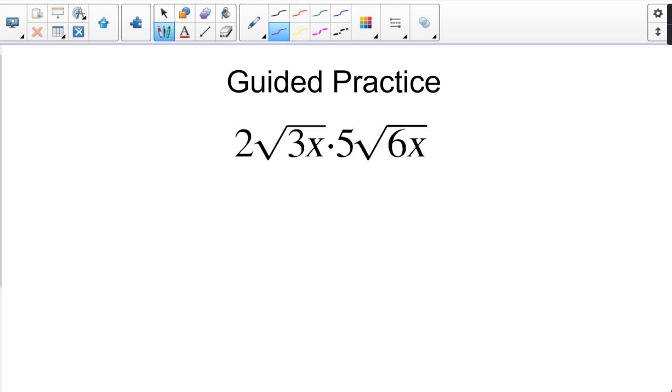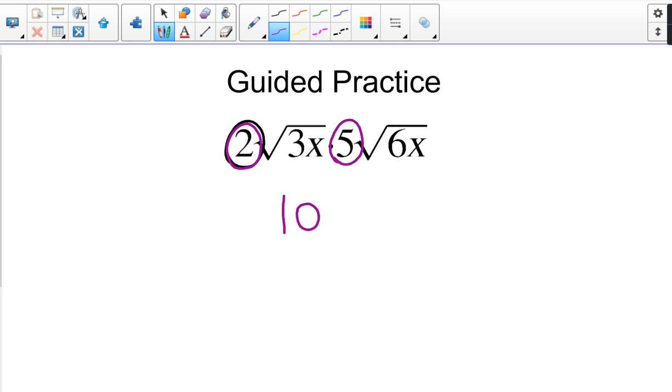Okay, so I always think about multiplying the outside number by the outside number. Those should both be purple. My computer messes up with the color sometimes. And then I'll do the insides by the insides. So the outsides are 2 times 5. 2 times 5 is 10.